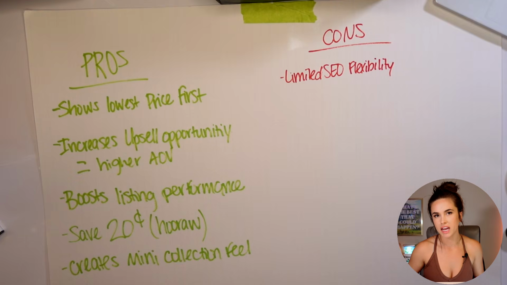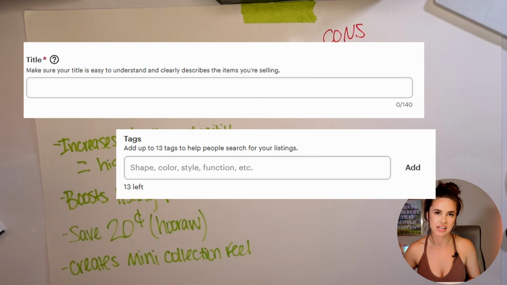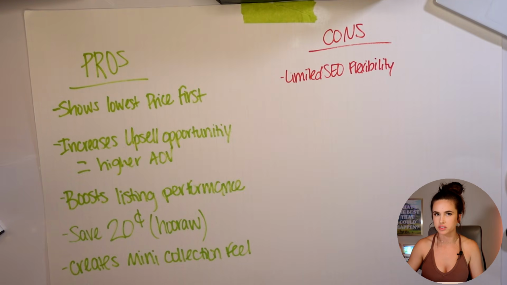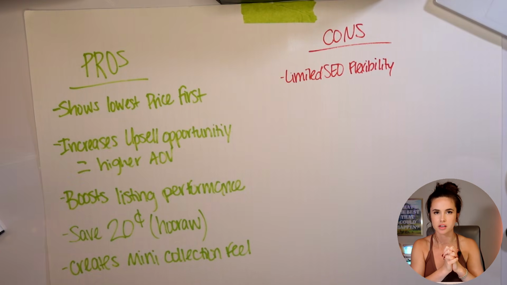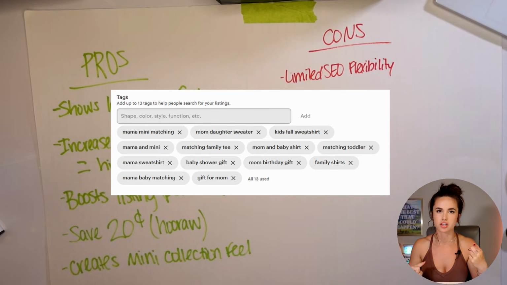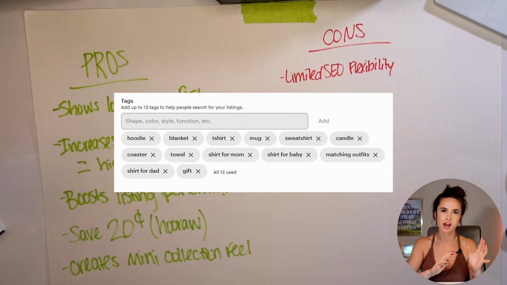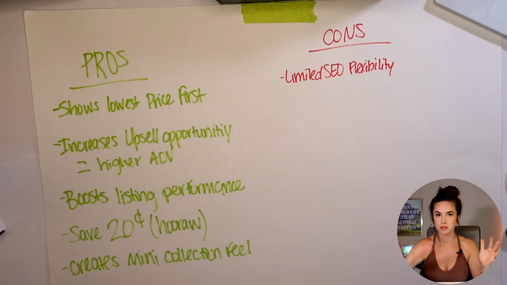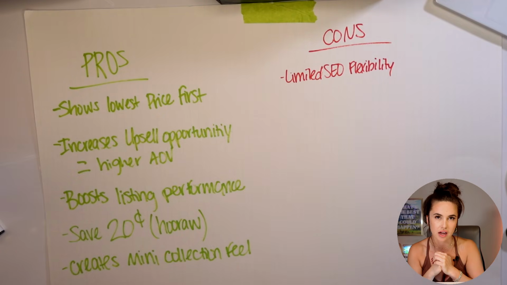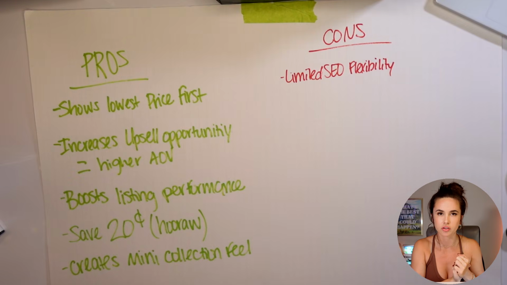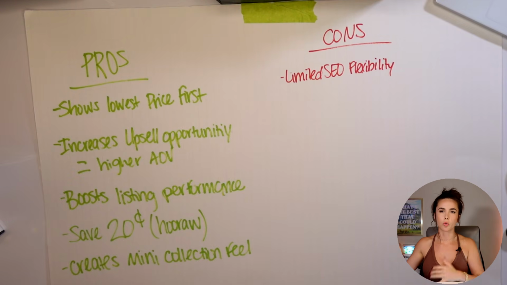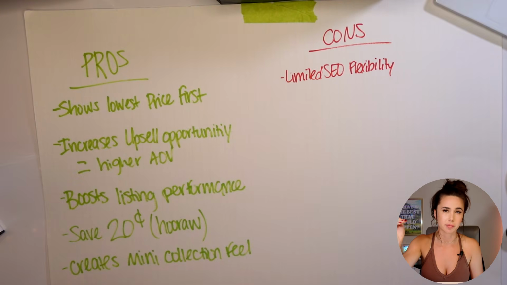As you know, you only have one title and one set of tags. So whenever you have these multi-variations in this listing, I highly recommend keeping your SEO to one single product, and don't muddle your SEO by trying to target 13 different niches, because that is not good for your listing. It'll give you more clicks onto your listing, but it'll lower your conversions, and we don't want that. We want to keep our conversion as high as possible.